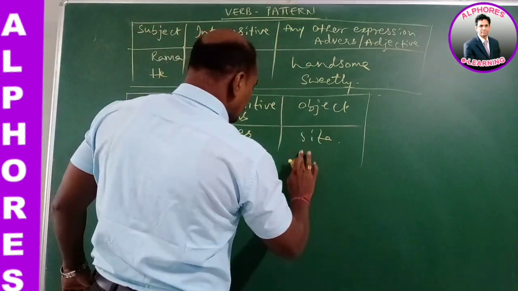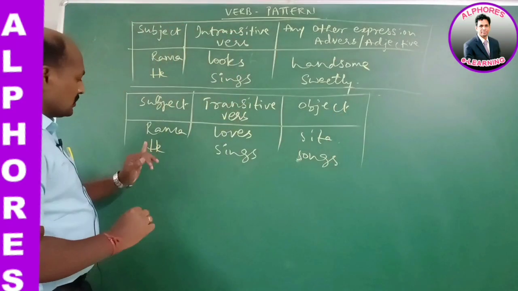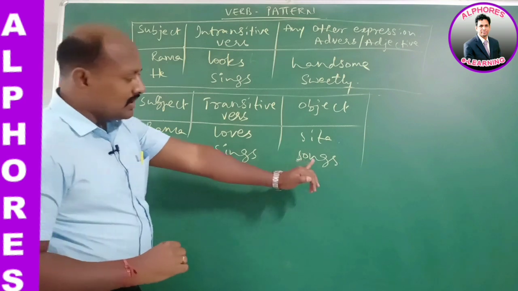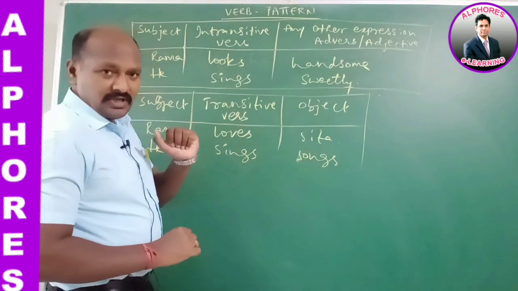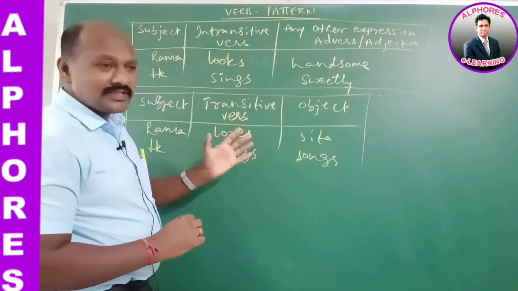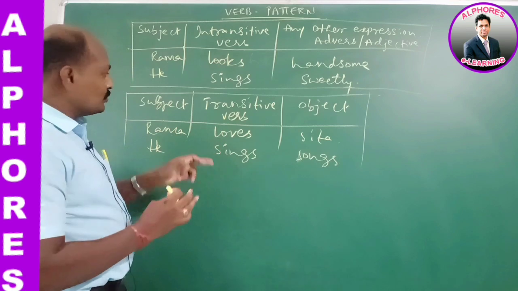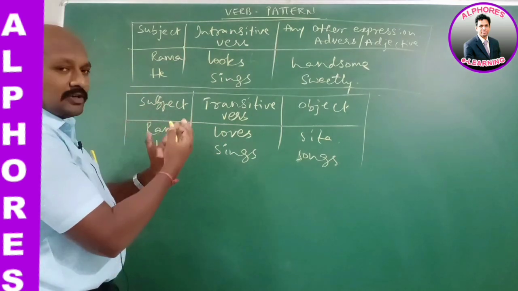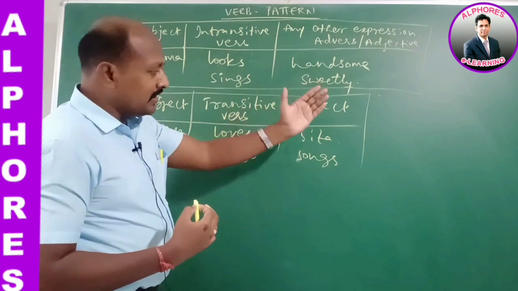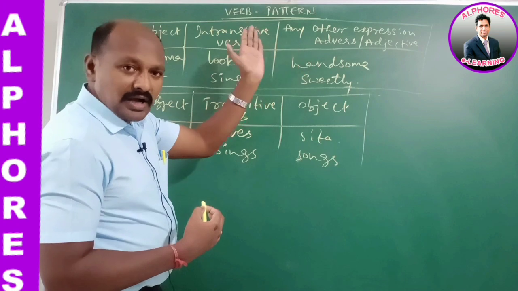He sings songs. Here, he works like the subject, sings is the verb, and songs is the object. How do we identify whether a sentence contains an object or not? A simple technique: combine the subject and verb and raise a question. If an answer comes, that is an object. Otherwise, it can be an adverb or adjective.